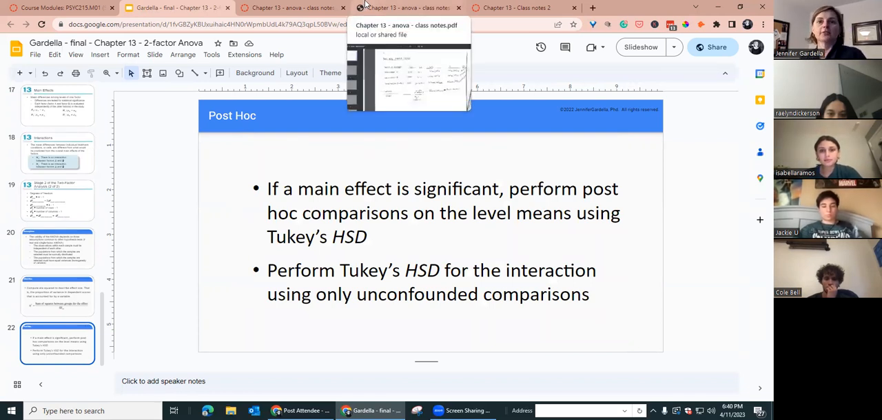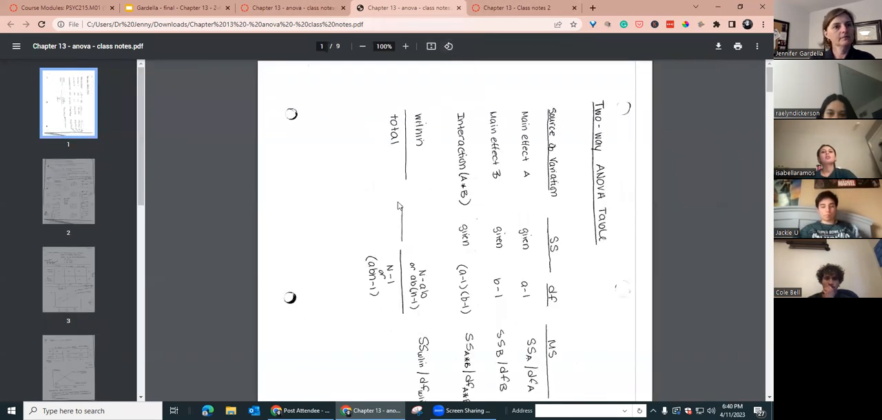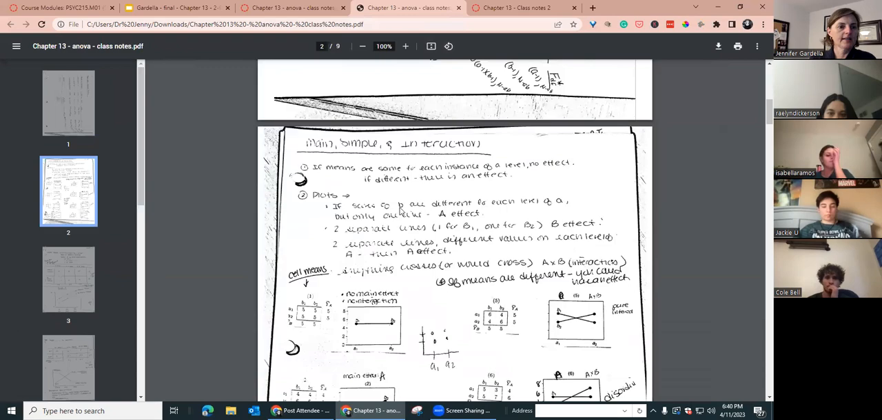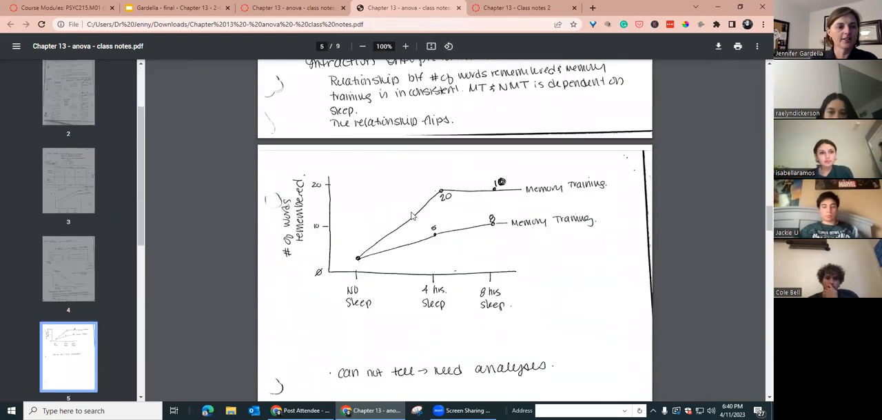Okay, so that's the overview. Remember, we're doing like the 50,000 foot view on this one because it gets really, really involved. Going down, those are your interactions. Those are more examples of interactions.